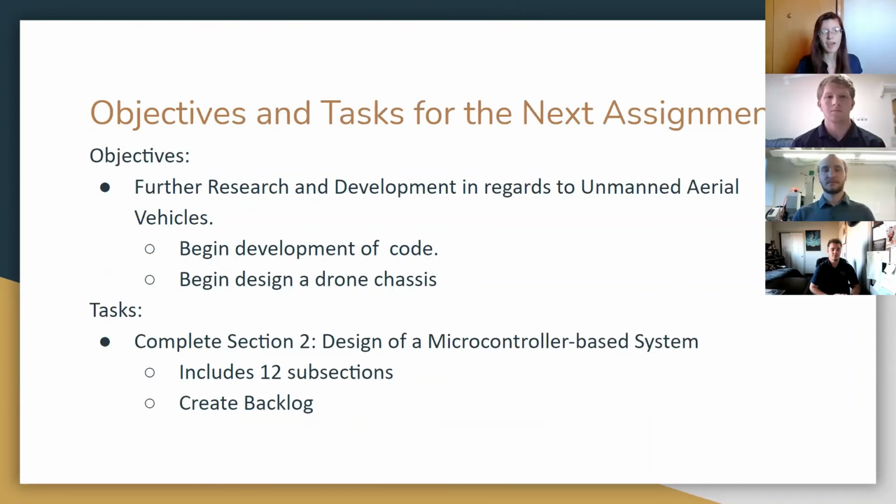As for objectives and tasks for the next assignments, we're going to continue our research and development regarding unmanned aerial vehicles or systems, and then begin development of codes and design of the drone chassis, where we wish to complete Section 2 of the design of a microcontroller-based system, which includes 12 subsections that will again be equally divided among the team to ensure that the project is completed. From here, we'll also create a backlog to ensure that everything is listed.